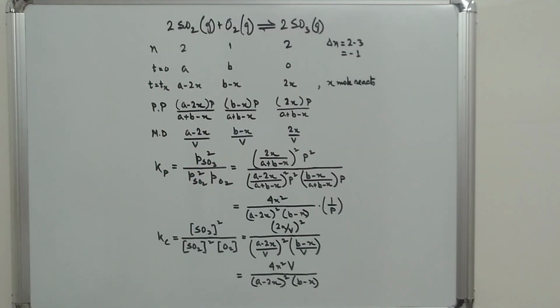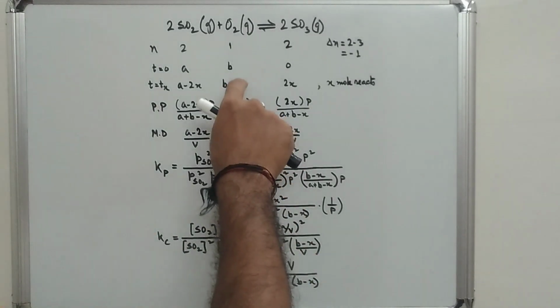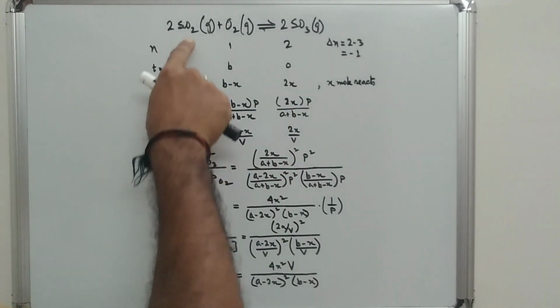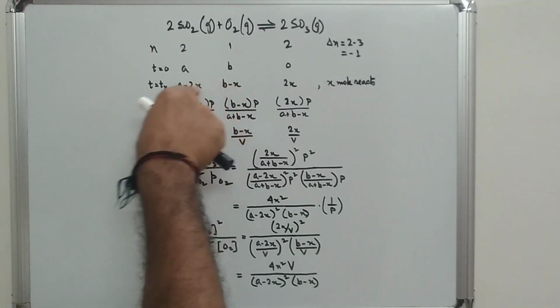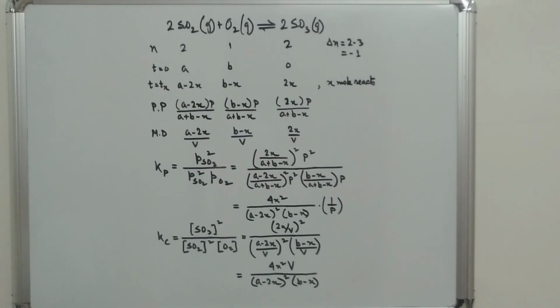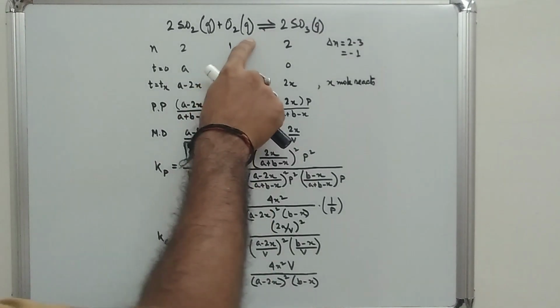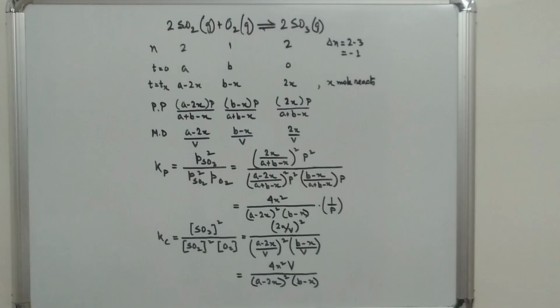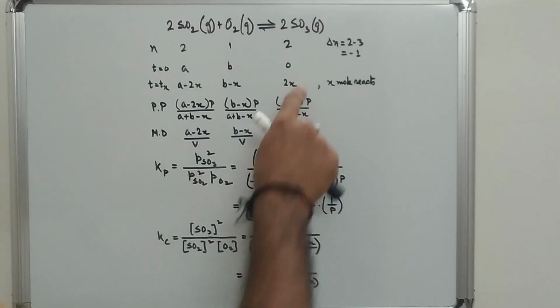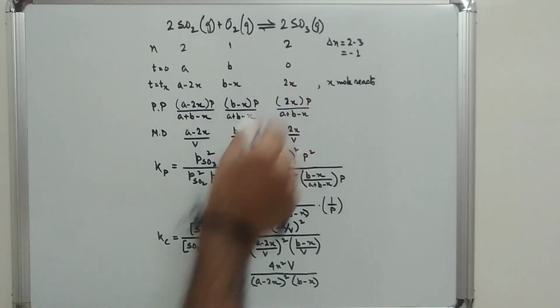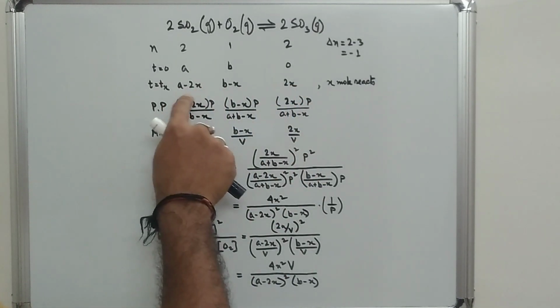For time t equals tx, at an instant, suppose x moles of O2 have reacted. Thus, twice that many moles, 2x moles of SO2, react in this reaction. So the remaining amount of SO2 will be A minus 2x, and the remaining amount of O2 will be B minus x. And the product, SO3, will be produced, with the quantity 2x.